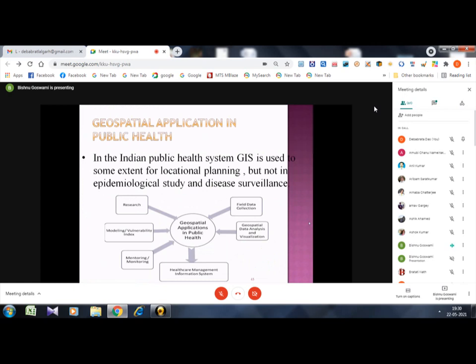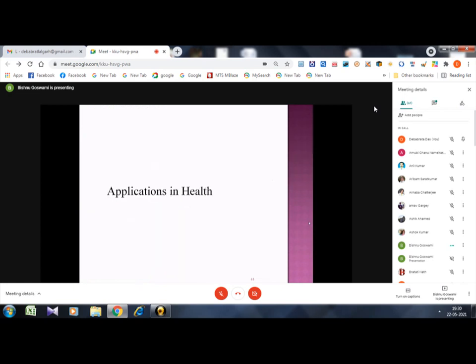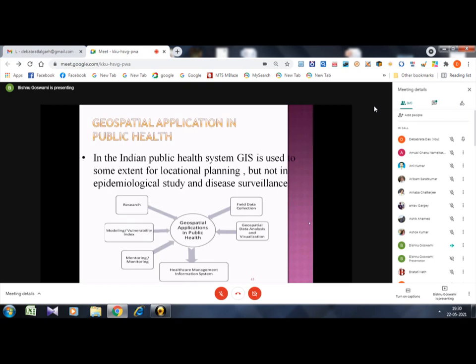So now we come to the geospatial application in health. Geospatial application in public health in the Indian context is used to some extent for locational planning, but not in epidemiological studies and disease surveillance. So this was the situation before COVID hit. Now we think we have something somewhat better, but still it is lacking.